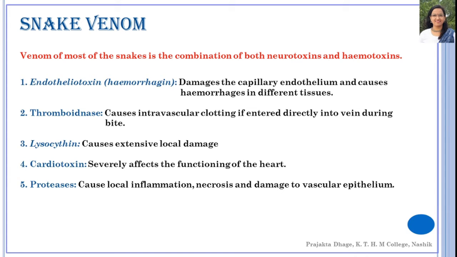Okay, so some of the toxins are mentioned here. You can see endotheliotoxin or hemorrhagin. This damages the capillary endothelium and causes hemorrhages in different tissues. Thromboidenase causes intravascular clotting if entered directly into the vein during the bite. Lysocythine causes extensive local damage. Cardiotoxin severely affects the functioning of the heart.